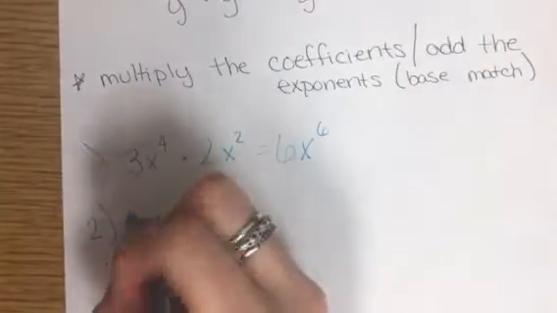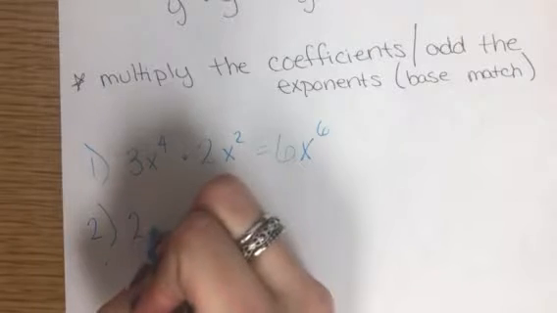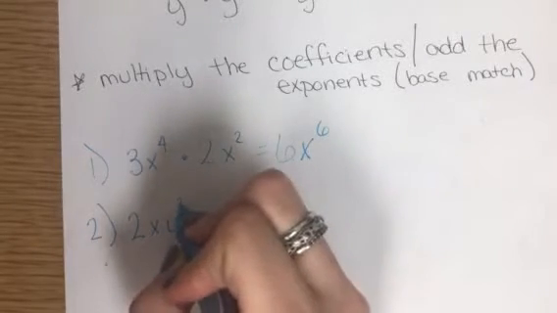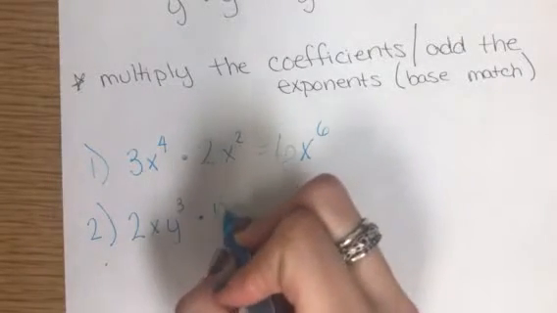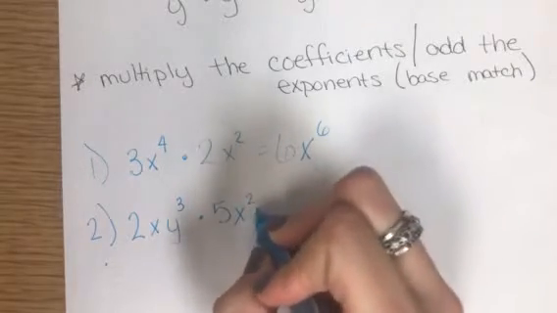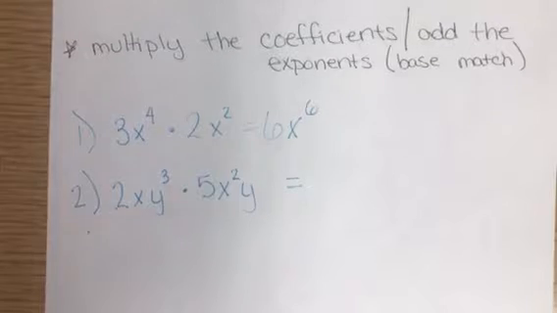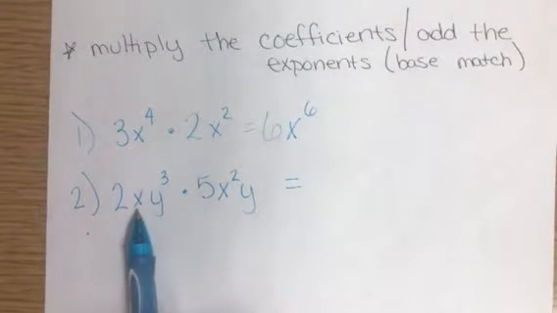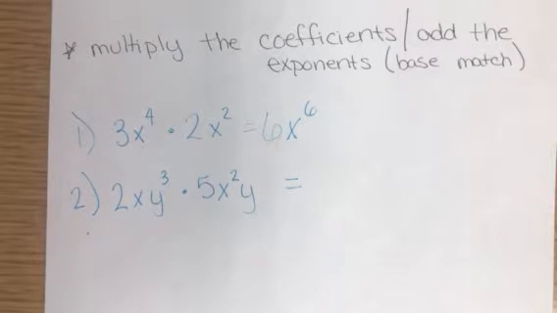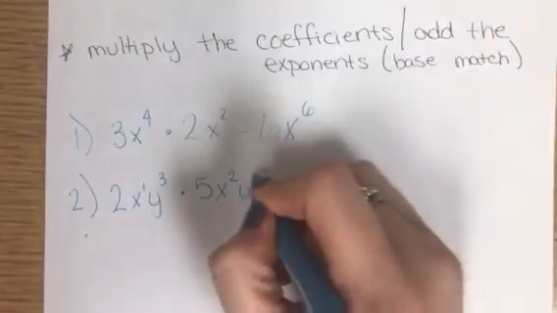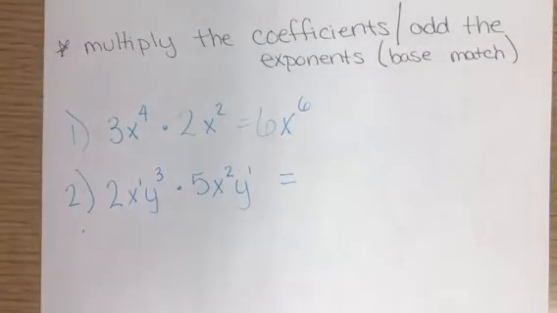Now we have more things going on. So maybe 2xy to the 3rd times 5x squared y. If we want to multiply these, we're also going to add the exponents, but on a couple of these variables the exponents aren't there. So we need to remember that when we don't see an exponent, there's really an exponent of 1 happening.